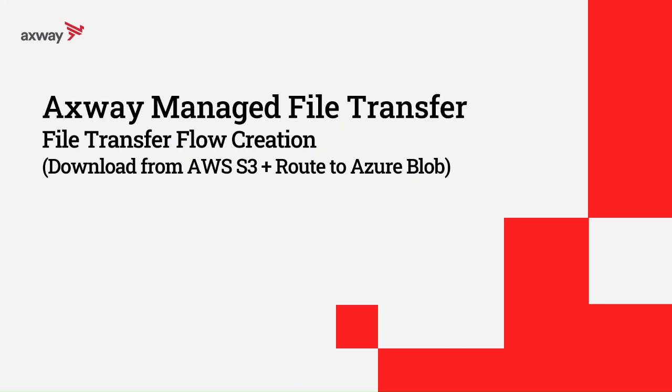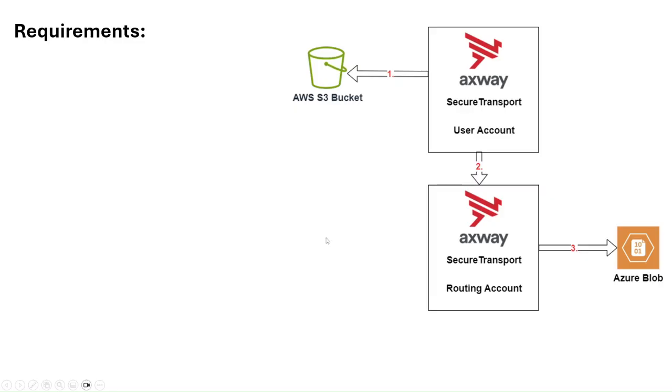In this video I'm going to describe a secure transport use case where I can use an advanced routing workflow to send files to an Azure Blob which can be submitted from multiple different user accounts. So let's have a look at the requirements to set this up.